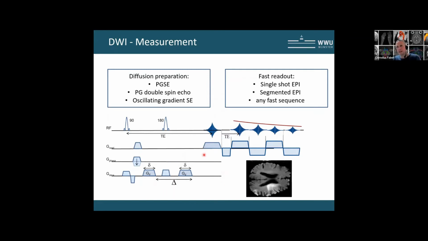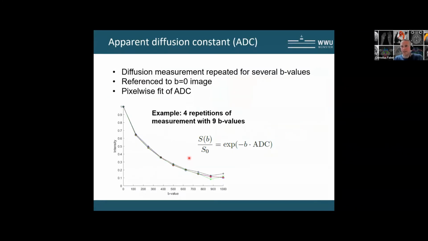The important thing that you should remember is that we have a diffusion preparation and then a fast readout, which is usually done by an EPI sequence. Okay, now what can we do with that? Of course, we can vary the amplitude of our gradients or the timing, and we can vary the B value. And if we do that, this is shown here.